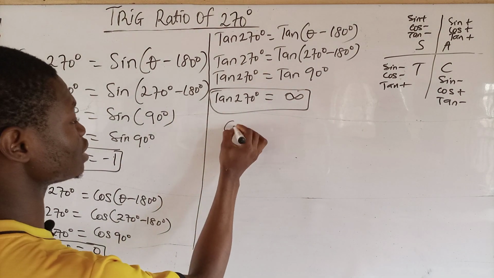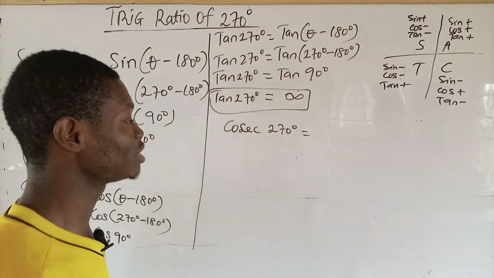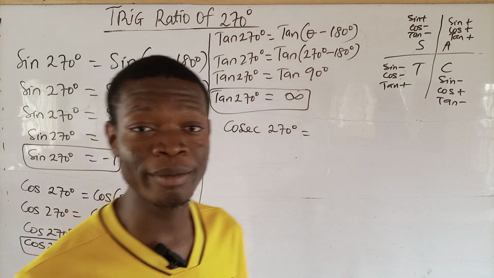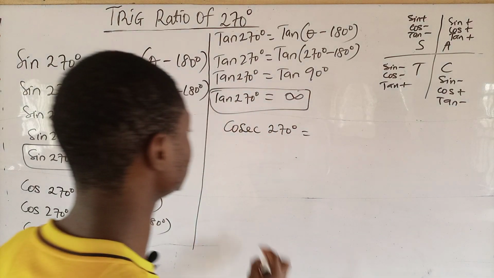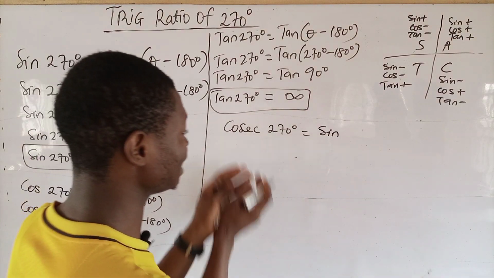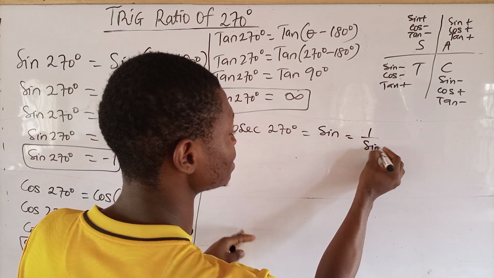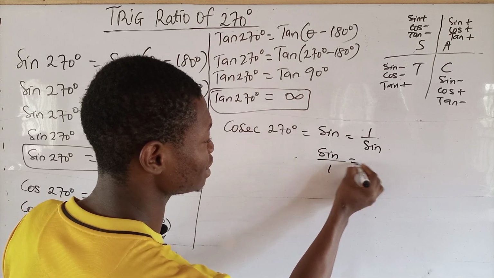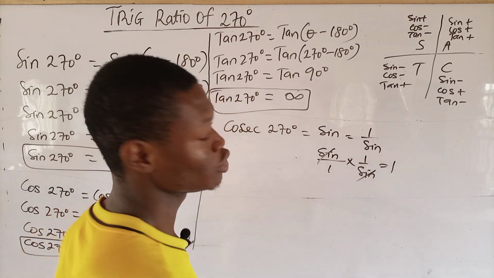Now we are going to find cosec 270 degrees. Cosec means the reciprocal of sine. The reciprocal of a number is when the product of the two numbers gives us 1. We know that the numbers are reciprocals. So let's assume we have sine. We want to find the reciprocal of sine, and they are telling us that the reciprocal of sine is cosec. We have it equal to 1 over sine. So let's check whether their product will give us 1. We have sine over 1 times 1 over sine. This one cancels this one. So it's giving us 1.